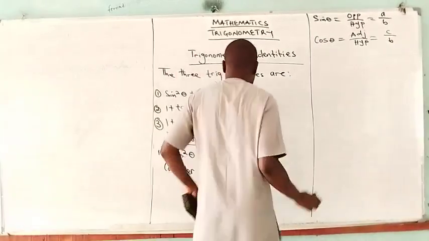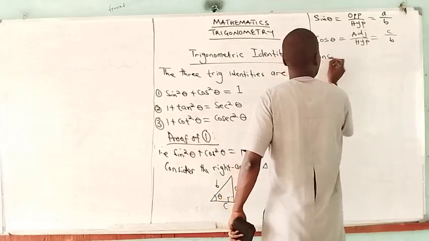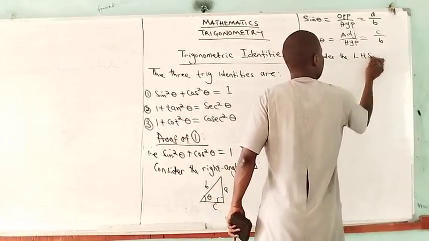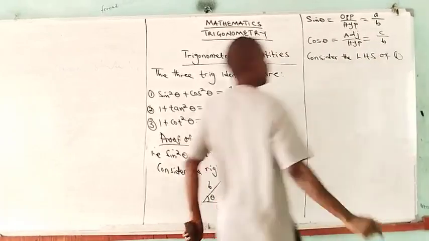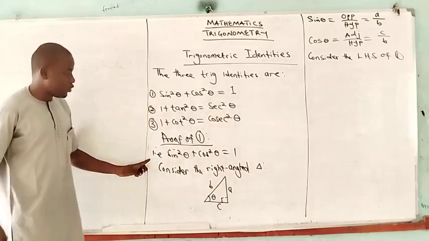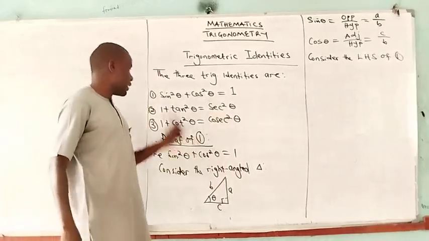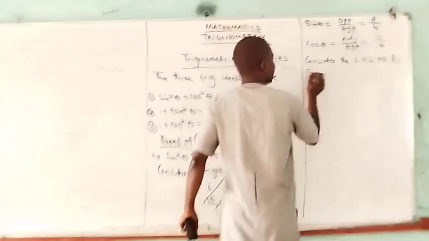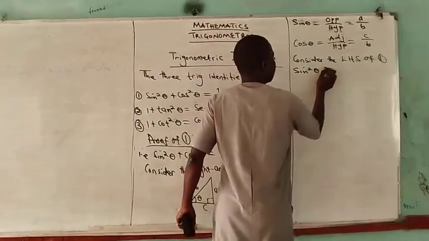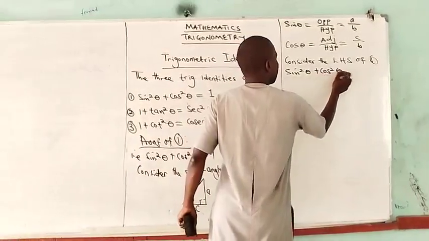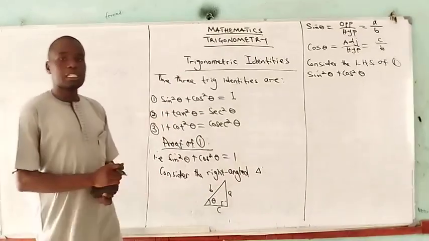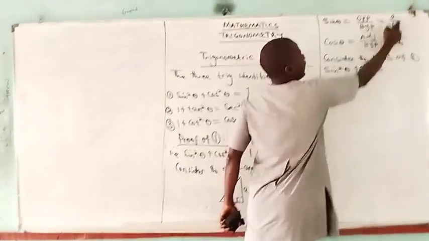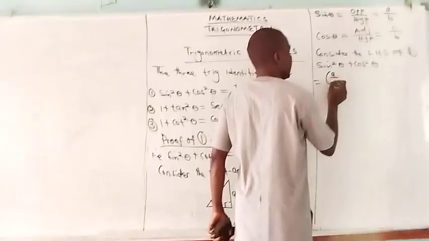So consider the left hand side of the first identity. That is sine square theta plus cos square theta. So what do we have now? What is sine theta? Sine theta is A over B. So this is A over B.